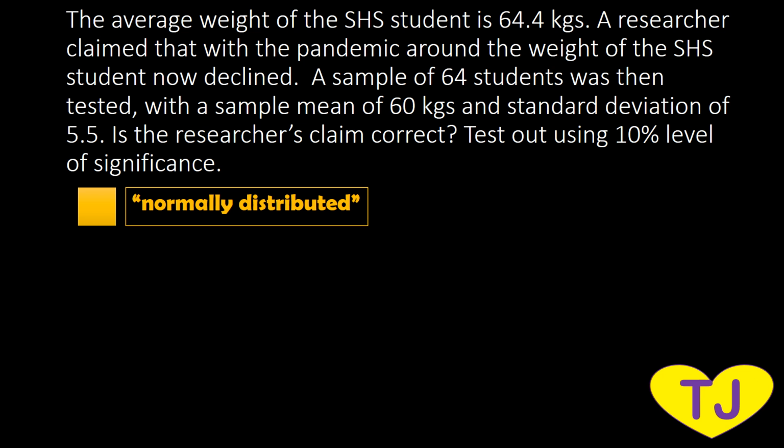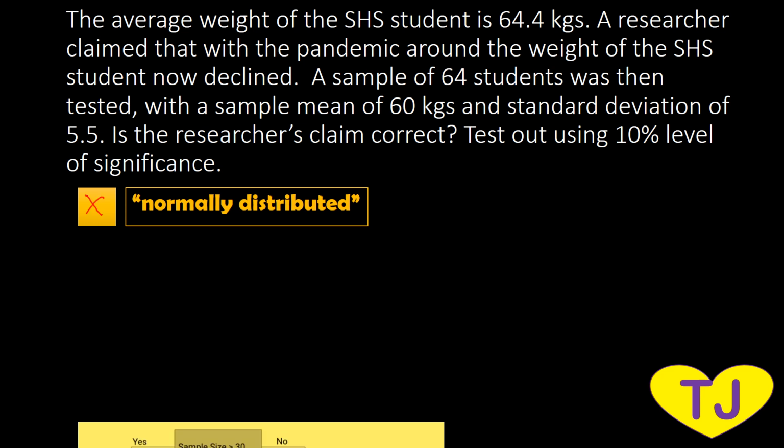Okay, the next one here: the average weight of the senior high school student is 64.4 kilograms. A researcher claimed that with the pandemic around, the weight of the senior high school student has now declined. A sample of 64 students was then tested with a sample mean of 60 kilograms and a standard deviation of 5.5. Is the researcher's claim correct? We need to test using a 10% level of significance. So again, you have to look for the words normally distributed if that is mentioned. Since that is not mentioned, we have to go for the next one, which is your diagram.